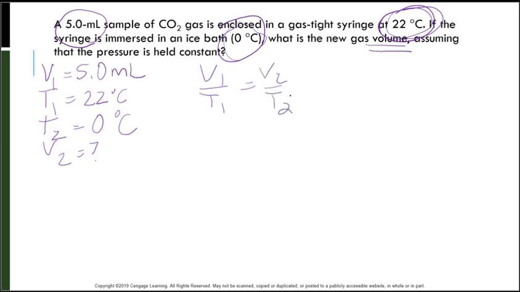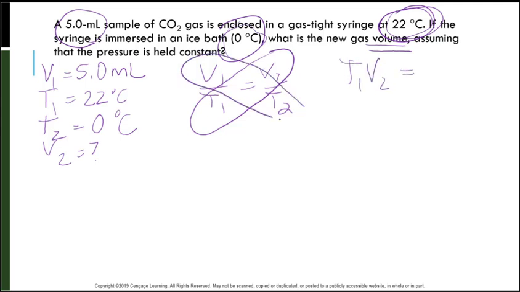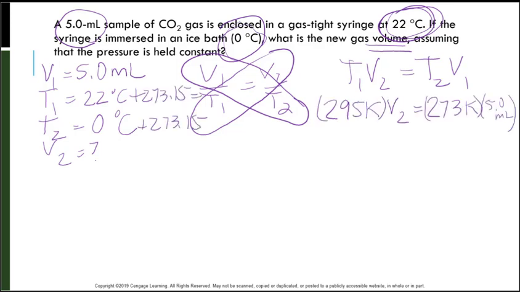Now if you would rather, like I cross-multiplied the last time, if you would rather start off cross-multiplied and say that T1 times V2 is equal to V1 times T2, that's fine too. Just make sure you don't get those 1s and 2s mixed up. So I'm going to start off this way, just as something different. T1, so I'm going to start with that 22 degrees Celsius, and whoops, we need to get to Kelvin. Once I change to Kelvin, my T1 times V2 is on one side.